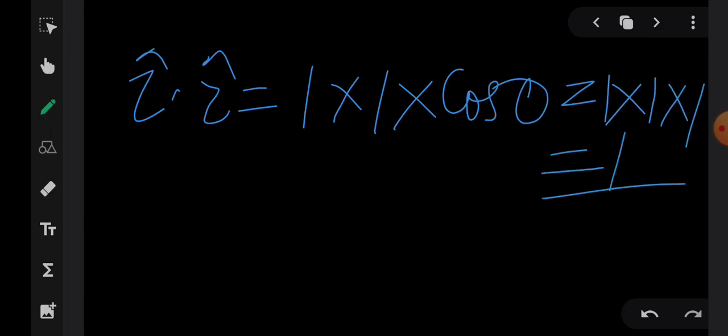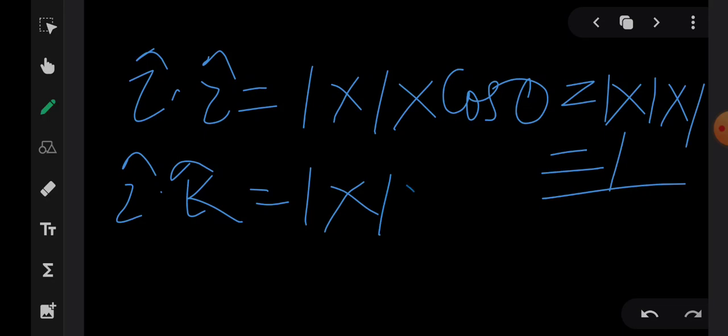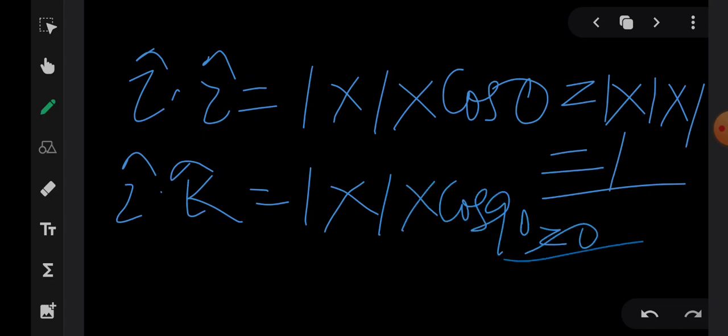So i dot i is 1, j dot j is 1, k dot k is 1. But for two different base vectors, say i dot k, what will it be? i is 1, k is 1, the cosine of 90 degrees is 0, so it will be 0. So for two different base vectors, their dot product is 0, and for similar vectors it is equal to 1.